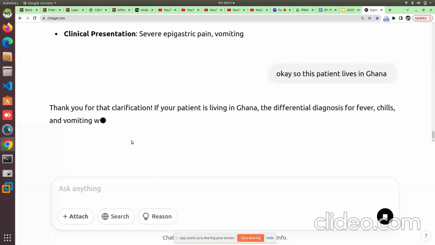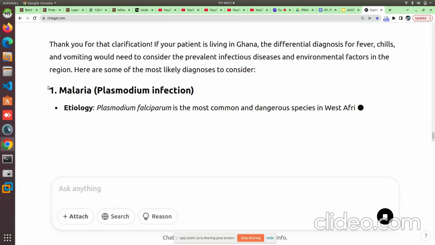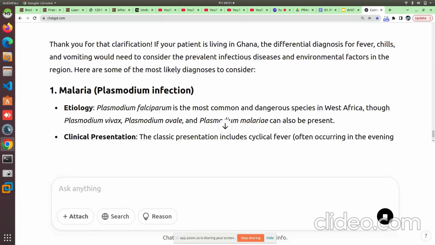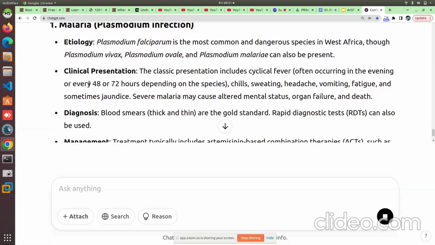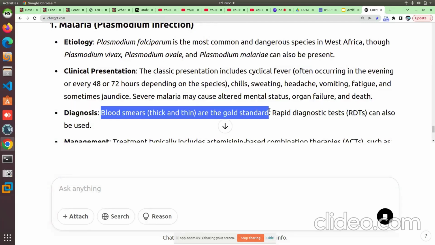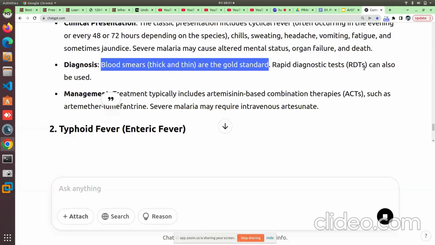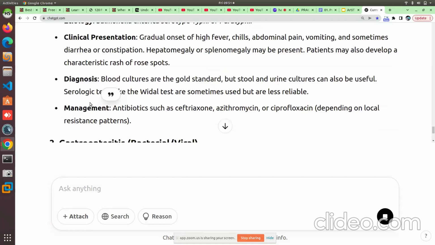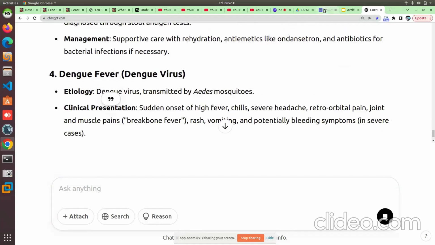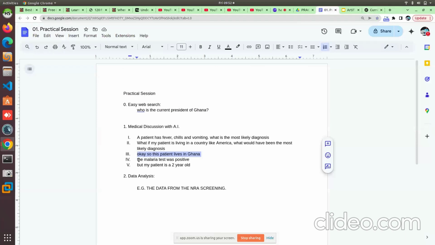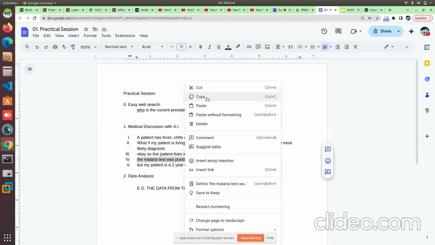So this patient lives in Ghana. Then its first diagnosis, because we live in Ghana, will be malaria. Then it's talking about the clinical presentation, the blood film, the blood smear being the gold standard. Rapid diagnostic tests can also be used. You get me? So there's a lot of stuff that you can learn just by chatting with AI.